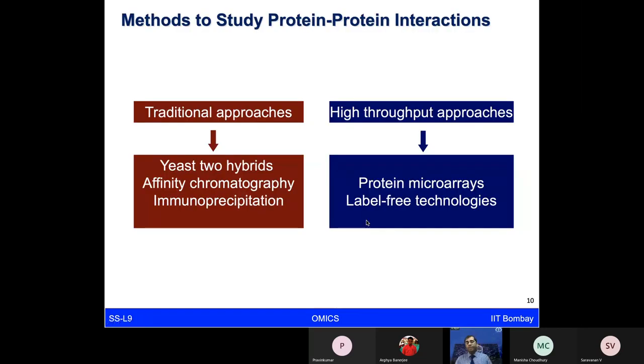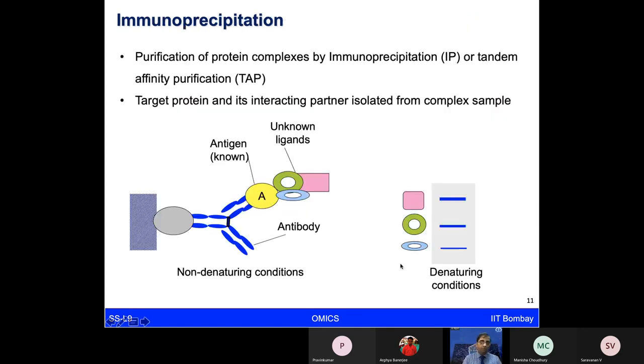So which are the methods to study these types of protein-protein interactions? On one hand, scientists have been using some traditional approaches for a long time, which are yeast two-hybrid, affinity chromatography, and immunoprecipitation. But more recently, more high throughput approaches have come forward, which include protein microarrays and various types of label-free technologies. Of course, given the time and the focus of the course, I'm not going to talk about each technology in detail. I will hardly cover 2-3 slides to give you some flavor of these technologies. But we would like to give you a little more familiarity with doing this kind of analysis, and that's why we'll have a hands-on session to give you some more illustration.